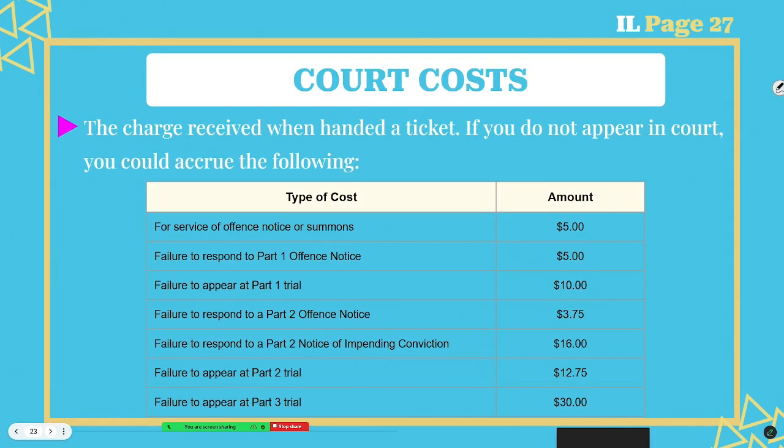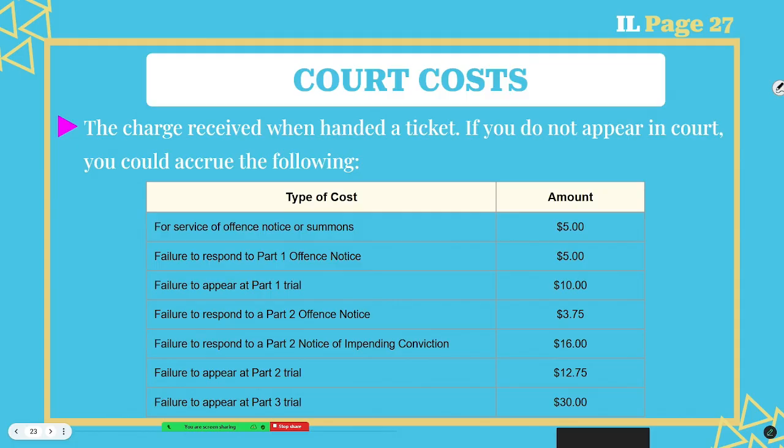Then the third and last part of the financial charge are the court costs. This is on page 27 at the very top. The charge received when you are handed a ticket automatically comes with a court cost. You get handed a ticket, you get an automatic court cost. If you do not appear in court, then you can accrue the following. You'll see on the top of page 27, you are charged $5 when an officer hands you a traffic ticket. Automatically, extra $5.